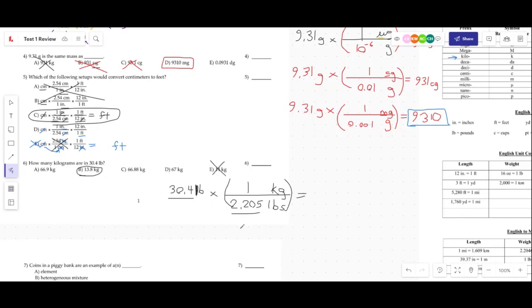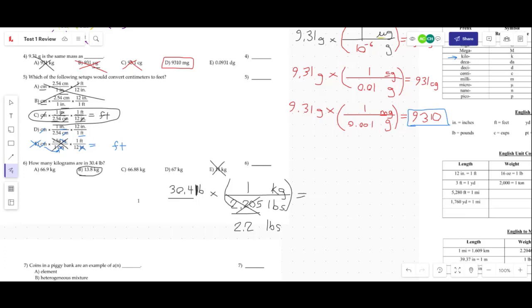Although I will say this, if you had used 2.2 pounds, then the answer would have been E. But this is actually one of the reasons why it's always a good idea to use conversion factors with more decimals so that it does not limit your final answer.